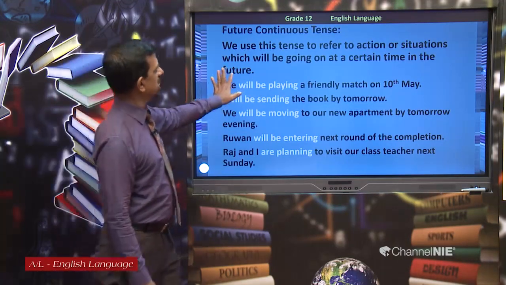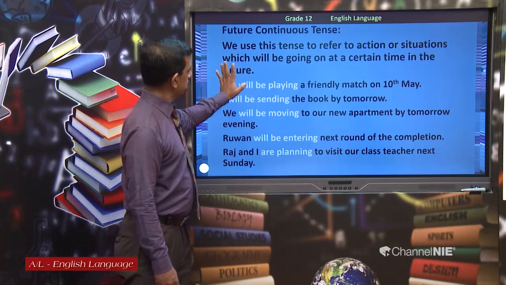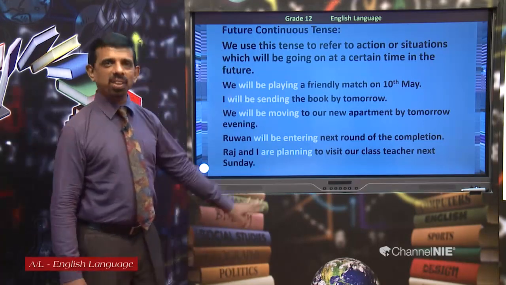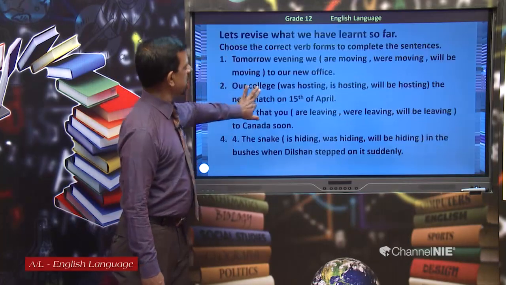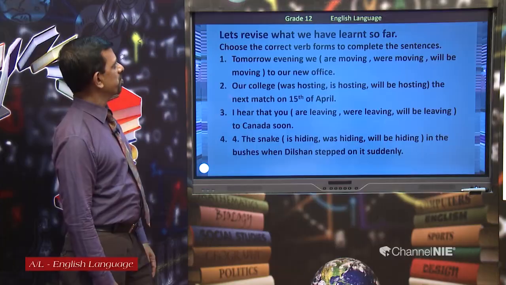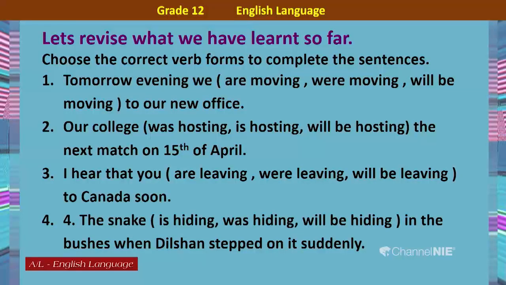So we looked at the simple present continuous, past continuous and future continuous. So let's practice what we have done. Let's revise what we have learned so far. We'll go to this exercise. Choose the correct verb forms to complete the sentences.